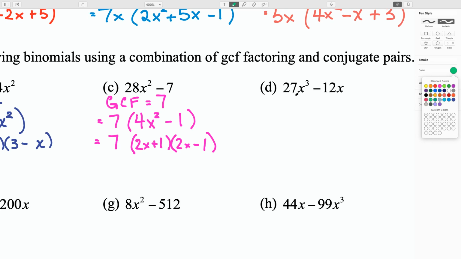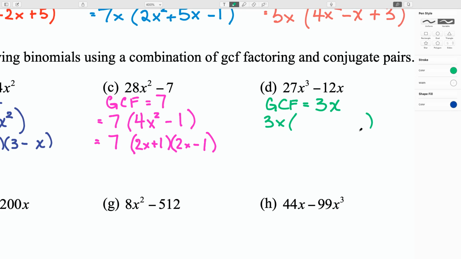All right, let's try the last one for this row. 27x cubed minus 12x. What can go into both? I think it's 3. Let's try it. What'd you say? I forgot the x? I sure did. How do we know that the GCF has to contain an x? Because both terms have a factor of x. So our GCF is 3x.